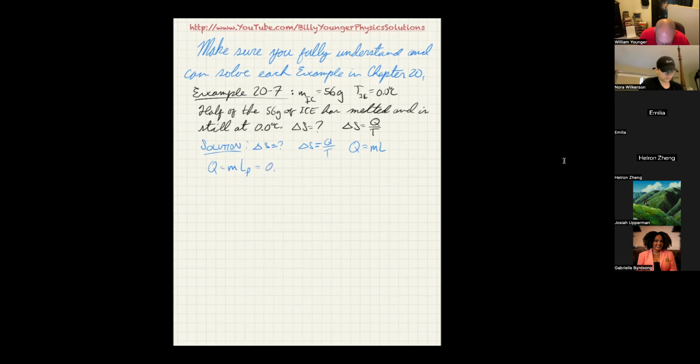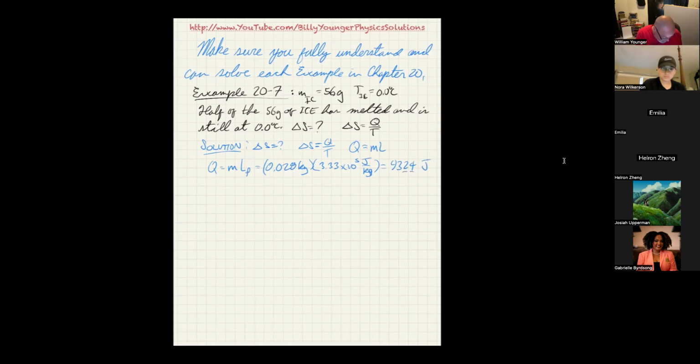So I'm going to say 0.028 kilograms times, now remember we had 3.33 times 10 to the fifth joules per kilogram was the heat of fusion for ice. So I'm just using that figure again. I'm going to say 0.028 times 3.33 e to the fifth. And that gives me 9,324 joules.